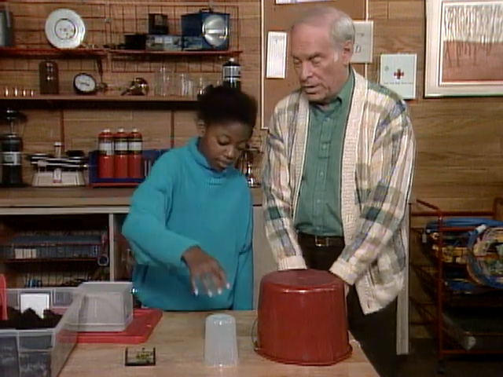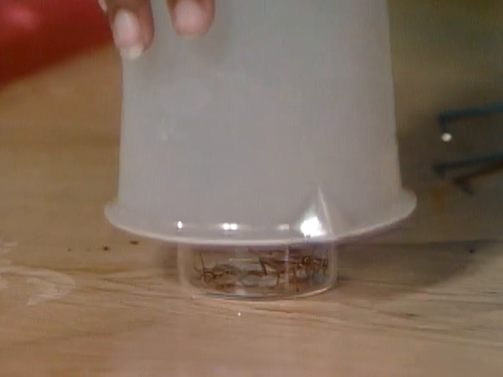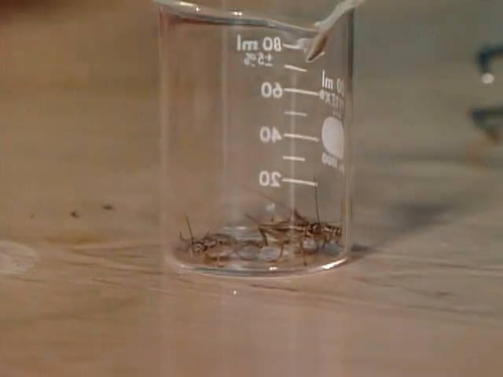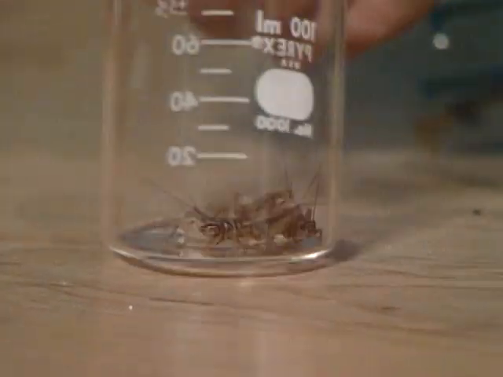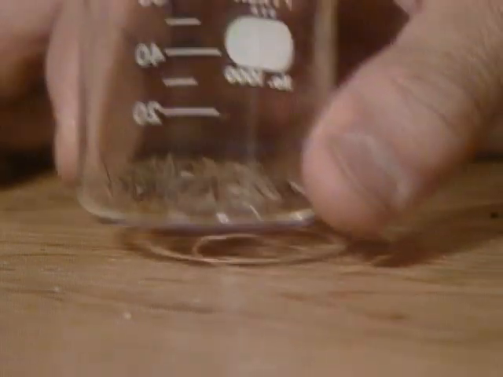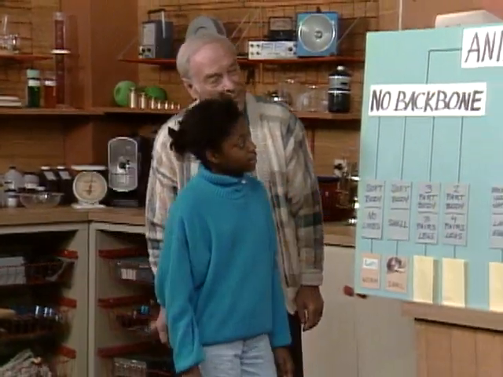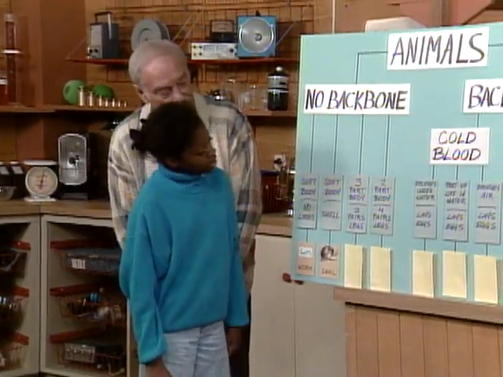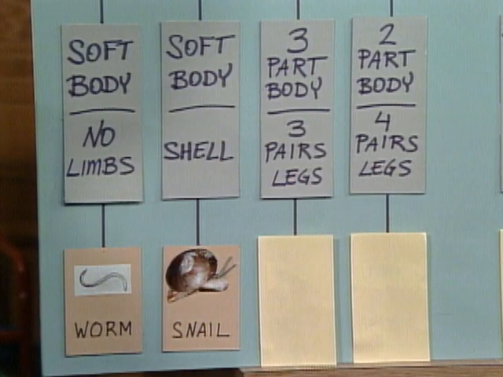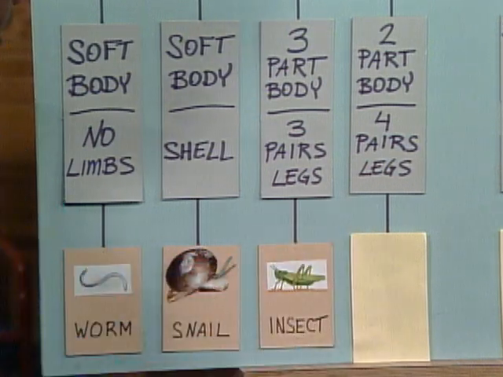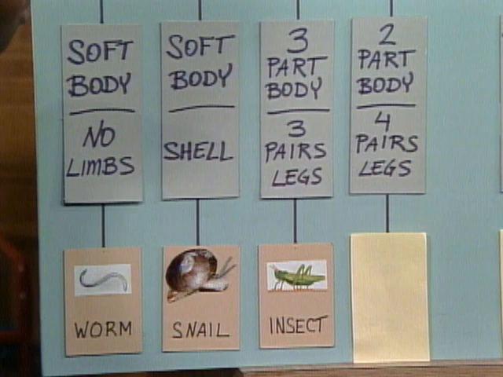Carefully, slowly. Okay. Those are crickets. The crickets, yes, and they're a class called insects. See if you agree with the scientists who have said no backbone, 3-part body, and 3 pairs of legs. It's an insect. Insect. Okay.